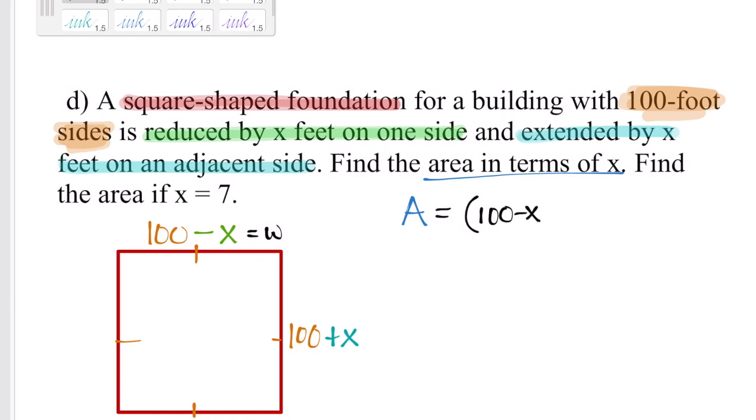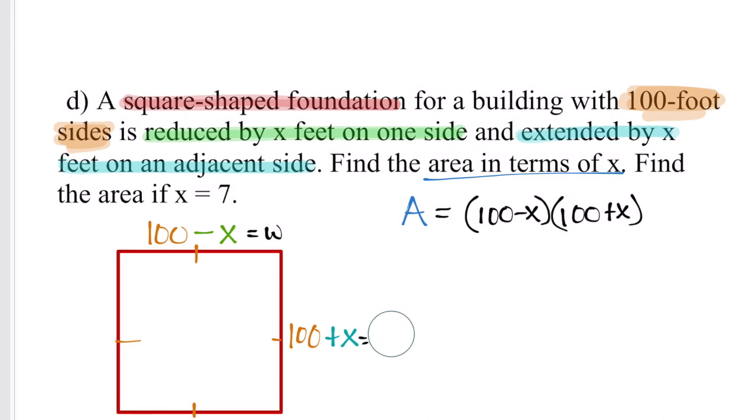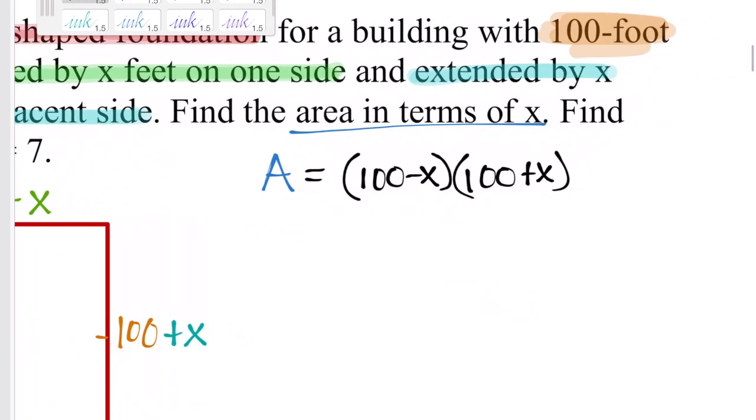And my length is going to be 100 plus x. So when they want me to find the area in terms of x, that means that they want me to multiply all this together and simplify as much as possible. So that means I'm going to be doing some distribution.